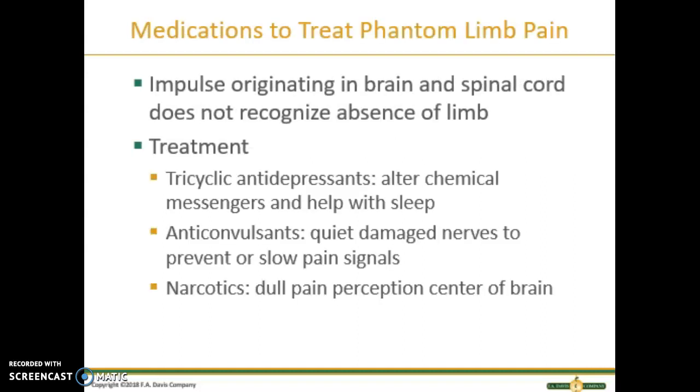Phantom limb pain occurs after an amputation of a limb. The pain impulse originates in the brain and spinal cord, and it does not recognize that the limb is actually missing. So tricyclic antidepressants, anticonvulsants, and narcotics may help to diminish this type of pain for the patient.